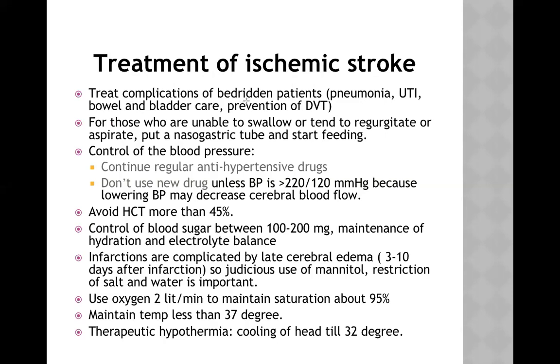Here, treat the complications of bedridden patients like pneumonia, urinary tract infection, bowel and bladder care, and prevent DVT or deep vein thrombosis. These are quite common types of complication in acute stroke cases. Pneumonia, okay, because the person is drowsy, the person may be in coma, the cough reflex is not present during that time. So the secretions from the respiratory tract may be collected there. Pneumonia is very common. UTI, we have to catheterize a patient who is in coma because of stroke. Catheterization attracts urinary tract infection.